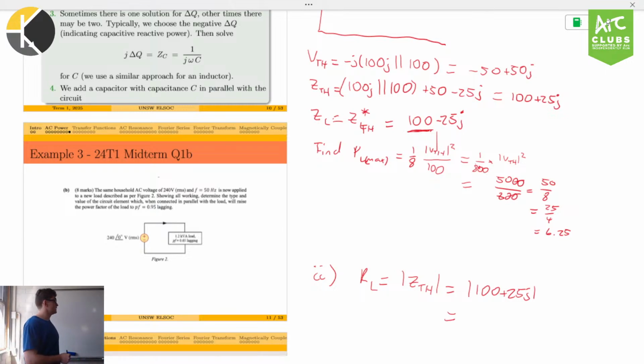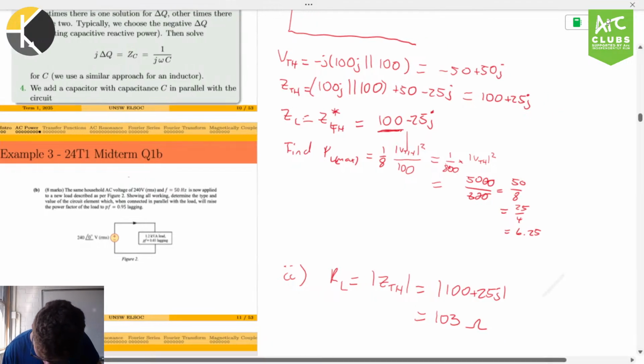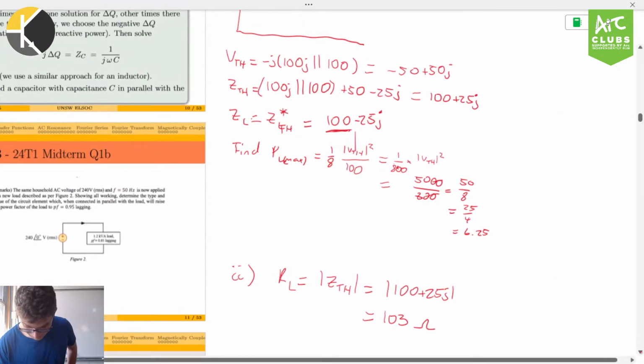Can somebody give me that? Or 103 ohms. And what? Sorry, I almost forgot. I was just checking you guys. What's the units for PL max? Yeah.